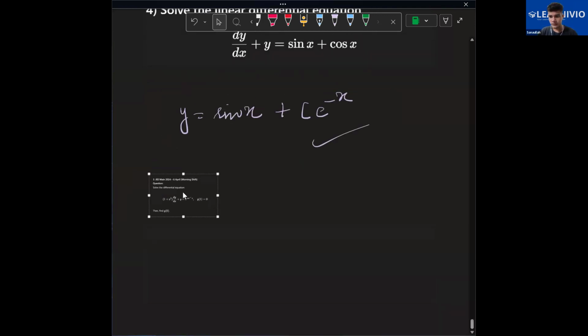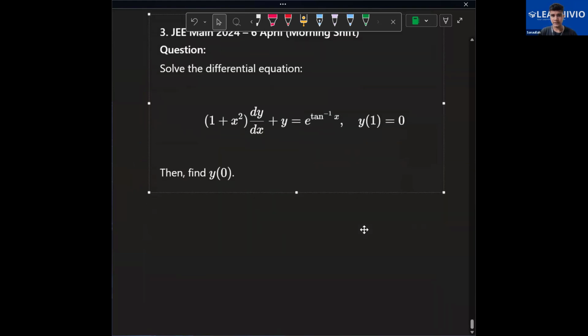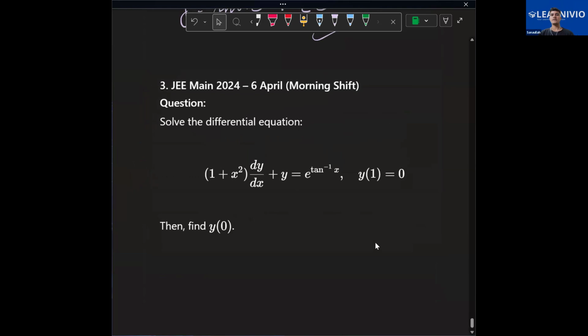Okay, do this question, and this is the last question of this quiz. JEE Main 2024: solve the differential equation that is given.